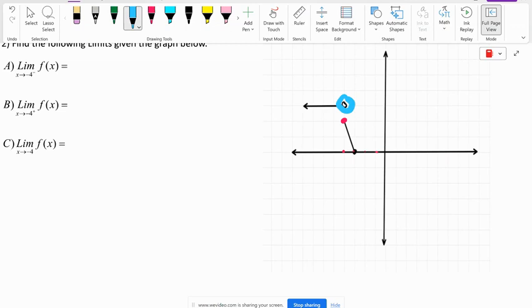So which one am I looking at, the bottom one or the top one, if I'm approaching -4 from the negative side? The top one, right? Doesn't that have a graph to the left of it? Does the bottom one have a graph to the left of it? No. So we have to look at the top one. Coming from the left to the right, as x approaches -4, y will be 1, 2, 3. So the limit as x approaches -4 from the left side will be 3.